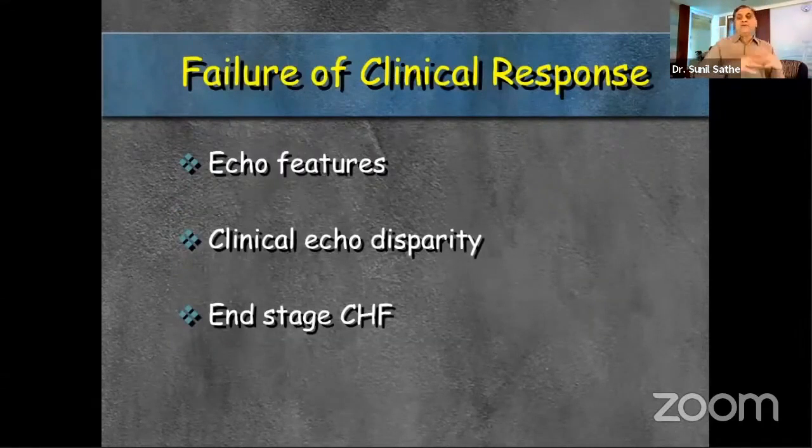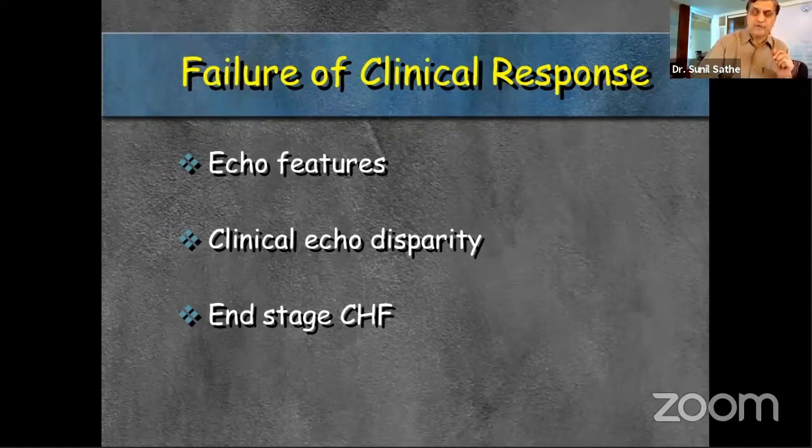Finally, 3 slides. When we optimize, we have done everything. I know from clinical to enzymatic, I have given the best drugs to the patient, and you find failure of clinical response. Think of 3 things. Number 1, look at some echo features which will hamper the effect of these drugs. Look at clinical echo disparity and think that the patient perhaps has reached what is called end-stage heart failure.